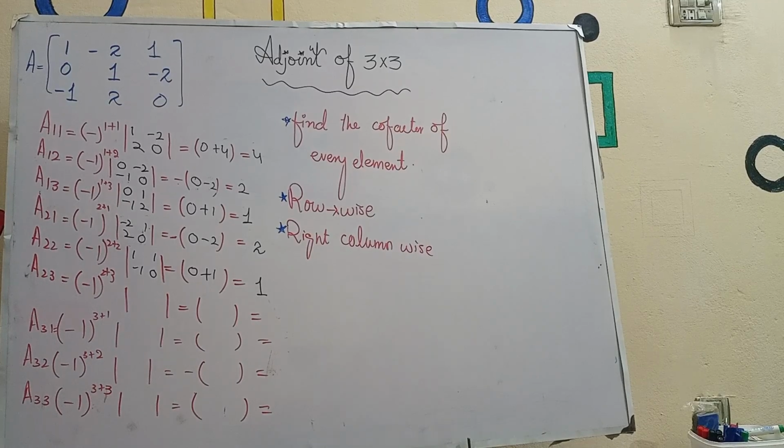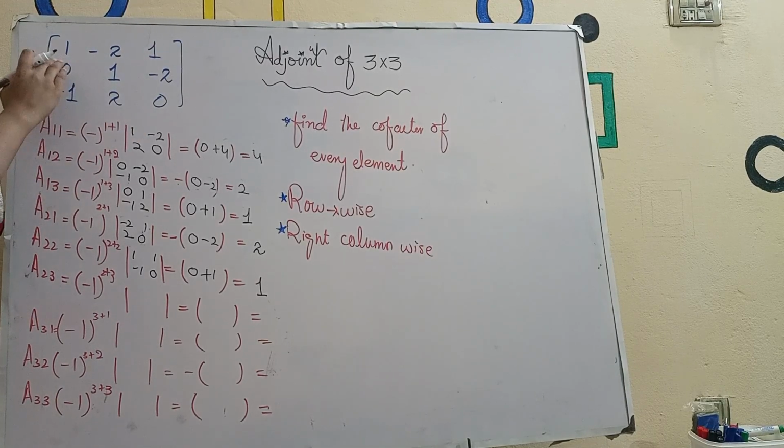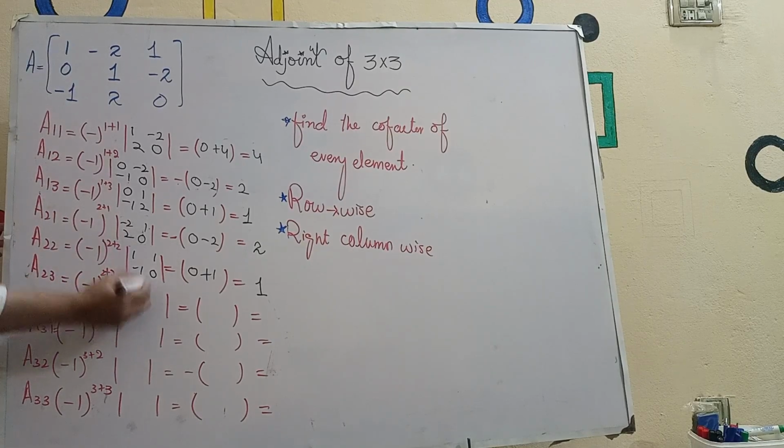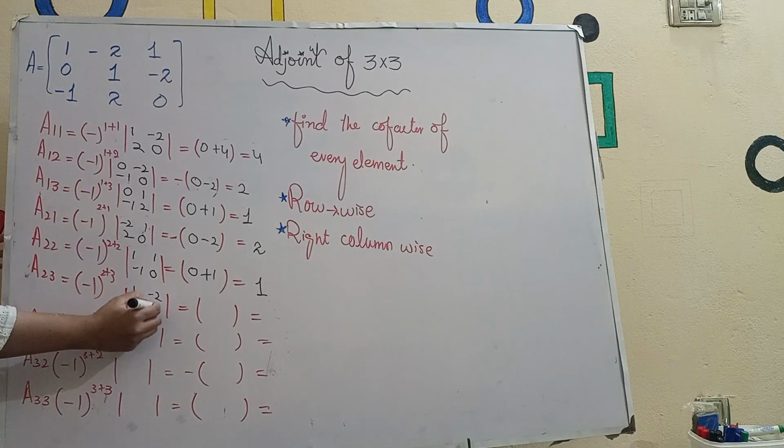So friends, next we have the second row and the last element, that is the third. There we have to eliminate this row and this column. So we are left with 1, minus 2, minus 1 and 2.